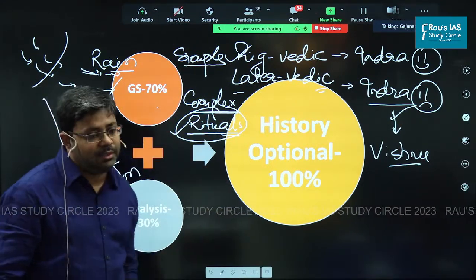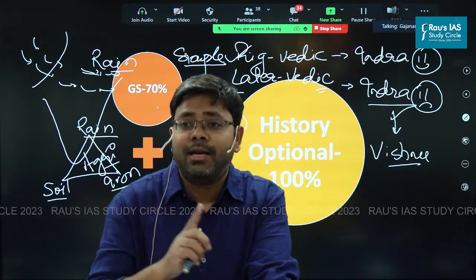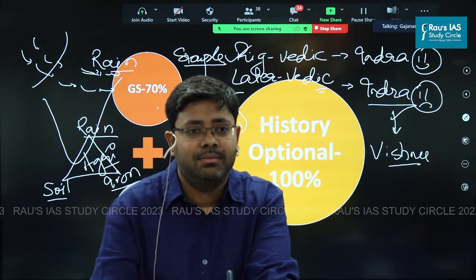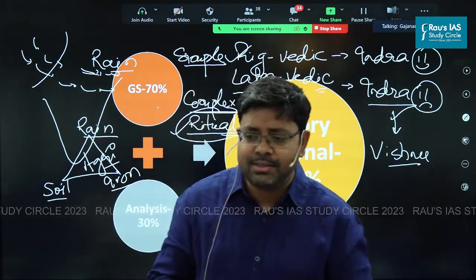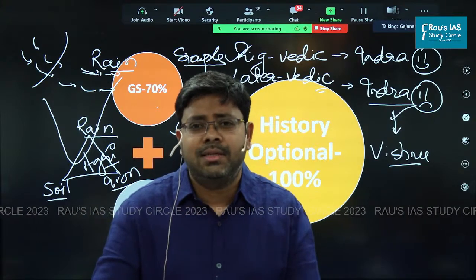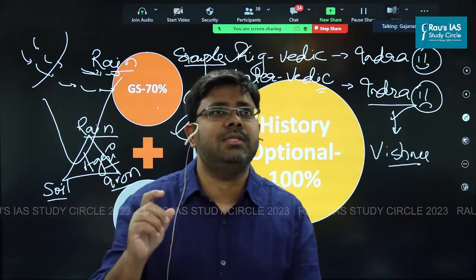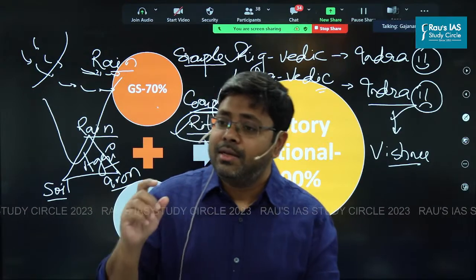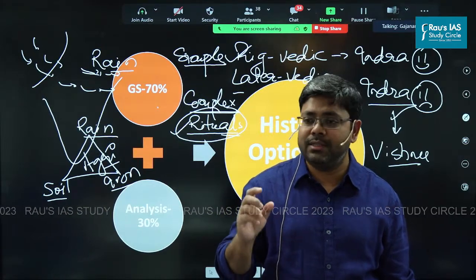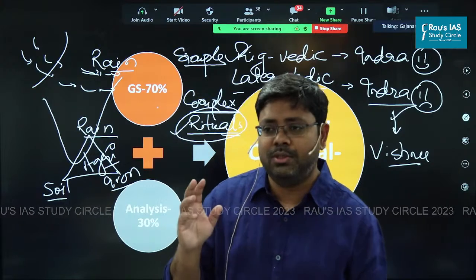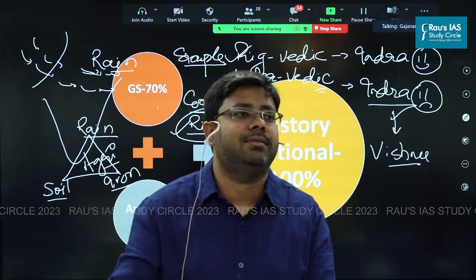But what I discussed here is conceptual. I'm not talking about factual things. The biggest misconception about history optional is that many facts are there. There are not many facts. You have to interpret those facts. You have to have very good conceptual clarity about the subject. Only with very good conceptual clarity can you tackle the history optional paper at UPSC level. There is no other way. Do not run for facts. You have to go for conceptual clarity.